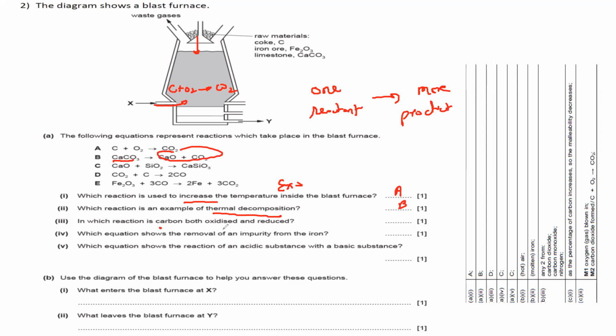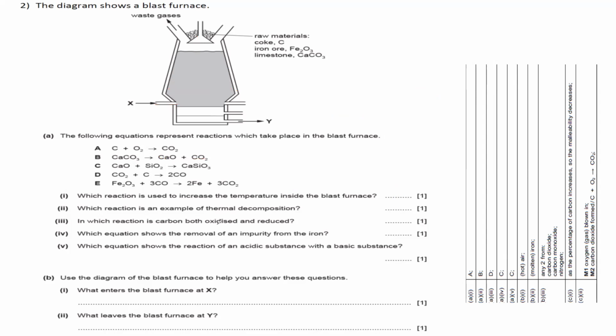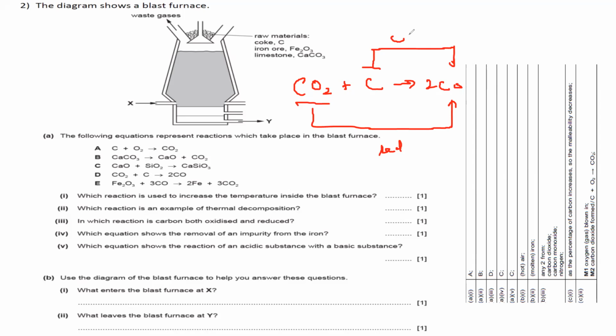In which reaction carbon both oxidizes and reduces? So oxidize and reduce means addition of oxygen or removal of oxygen, both happen. So when we check equation D, there is a carbon dioxide reacted with carbon to become carbon monoxide. So here carbon dioxide becomes carbon monoxide, so this is reduction. And carbon becomes carbon monoxide, so this is oxidation. So in which reaction both oxidation and reduction happen? That is in D.